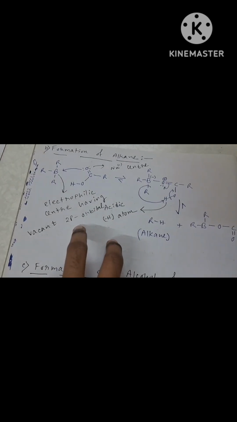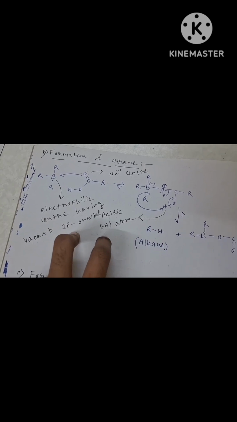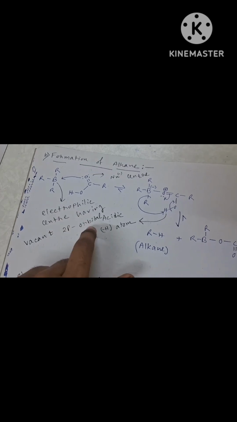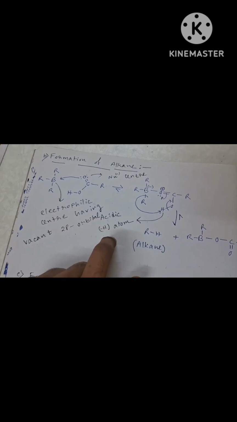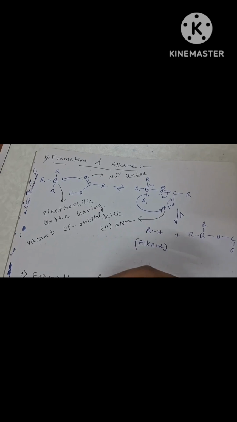The electrophilic center having a vacant 2p orbital I have written also here, so that you will understand this mechanism clearly. Boron is an electrophilic center because it carries a vacant p orbital over it. Hence, in the presence of any Lewis base or any negative carbanion species, it will easily bind with this boron center.